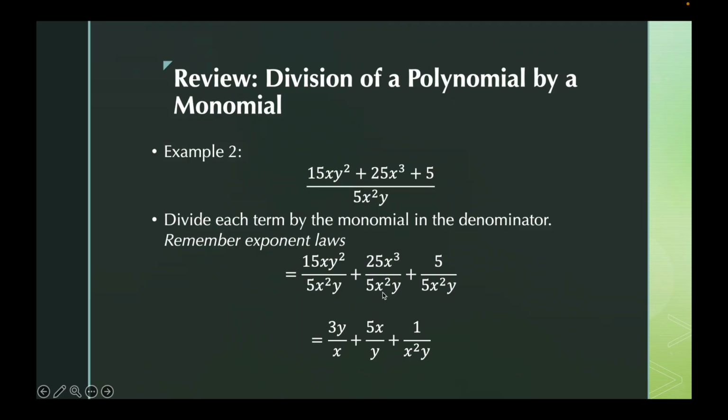I'm going to do x to the 3 divided by x to the 2 by subtracting my exponents. 3 minus 2 gives me 1. And then I still have a y in the denominator that I will leave in the denominator position. I do not bring that to the numerator position. It stays in the denominator position. And in the last fraction, 5 divided by 5 gives me 1. And then I leave my x squared and my y on the bottom. This here, 3y over x plus 5x over y plus 1 over x squared y, is my final answer.